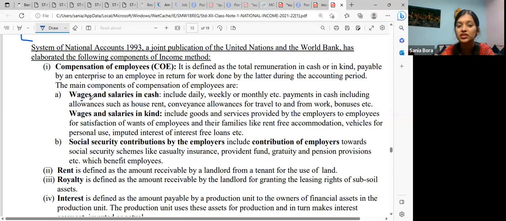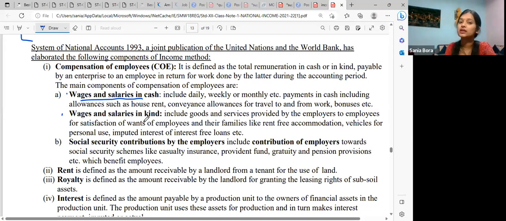So it includes wages and salary in cash, right? Cash means, for example, I'm working and in return I'm getting the money. Here it can include your house rent, convenience allowance, anything, but it's wages and salary in cash that you are getting. But apart from this, you get wages and salary in kind.